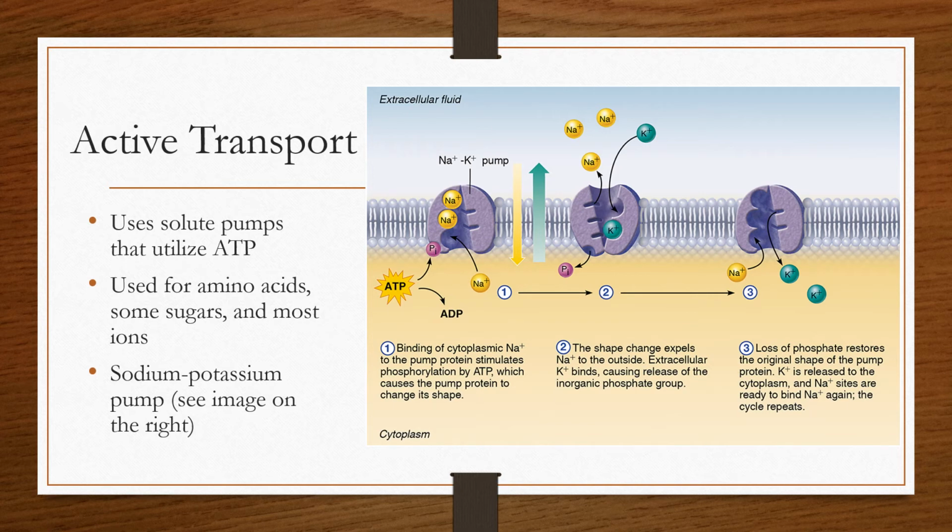This image is kind of cool. So you can actually see that the inorganic phosphate is kind of acting like a key to initiate that pump when it comes off the ATP and turns into ADP.